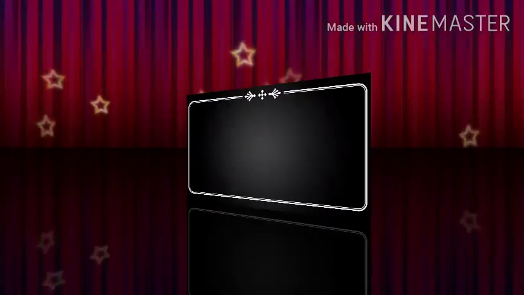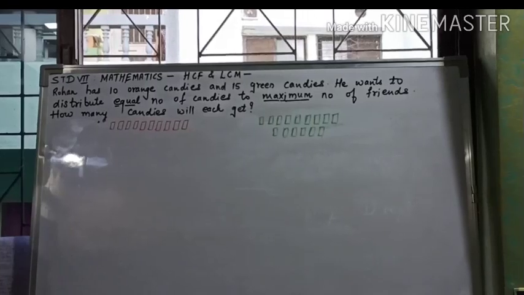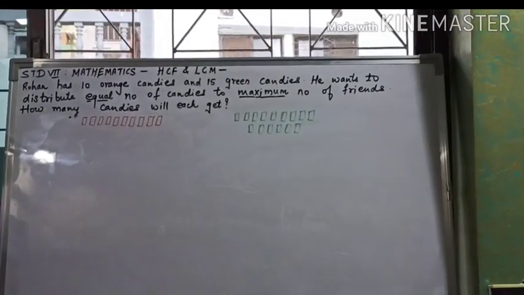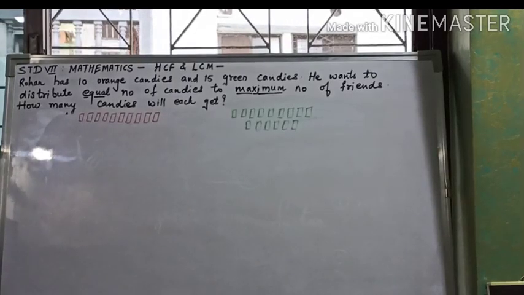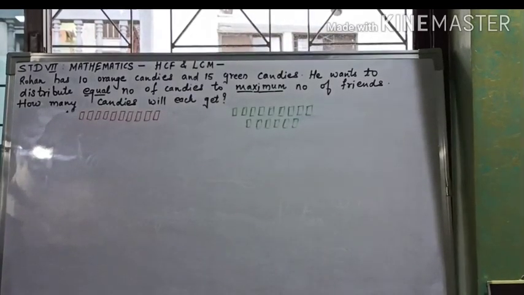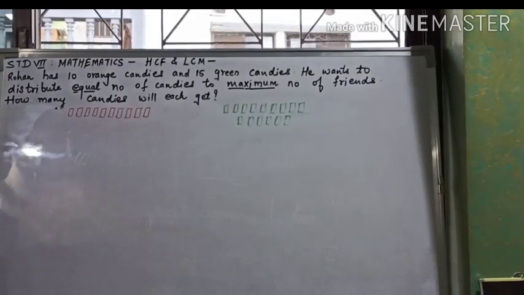In the first part, we learned how to find prime factors of the given number. In this part, we will learn how to find HCF. Take this example. Rohan has 10 orange candies and 15 green candies. He wants to distribute an equal number of candies to the maximum number of friends. How many candies will each get?